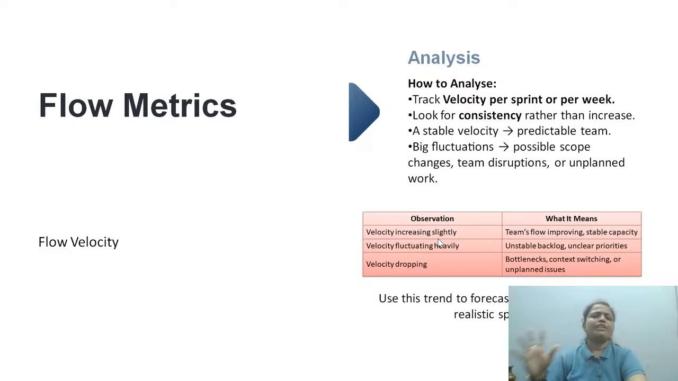If there are always big fluctuations, too many fluctuations, that clearly shows that maybe scope changes are happening and the team is getting disturbed by different things. Maybe some people are on emergency leave. The people who are supposed to review the code are not there. Or the key person has suddenly taken leave because of sickness. Whatever the situation, there may be unplanned work, sudden production defects, or ad hoc activities. We don't know what is going to come. So you are getting the point: with the help of velocity, you are trying to figure out many factors. That's the analysis we are going to do with this metric.